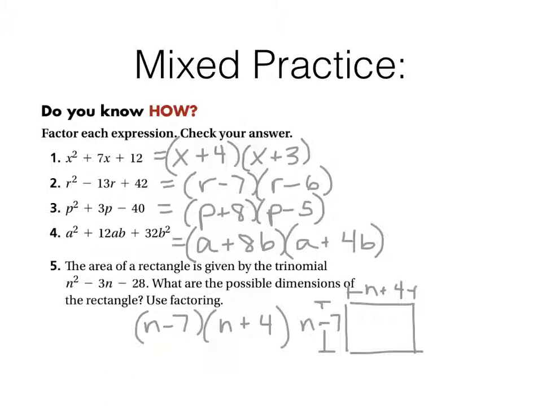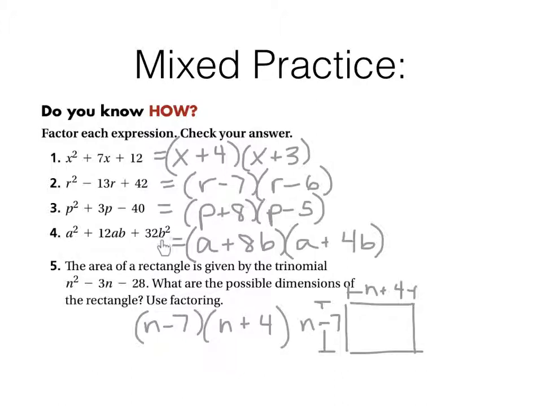And here you go. Let's go through them real quick. Okay, product is 12, sum is 7, 4 and 3. x plus 4, x plus 3. Remember, if you have x plus 3, then x plus 4, that's also fine. Factors of 42 that add to negative 13, negative 7 and negative 6. Factors of negative 40 that add to positive 3, positive 8, negative 5. This one was definitely different. Let's spend another couple seconds going over this one.